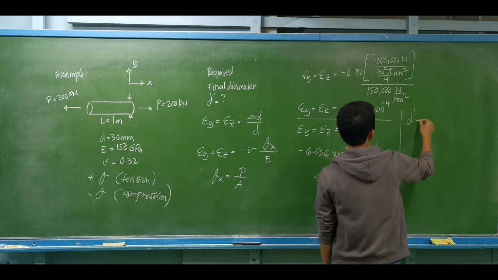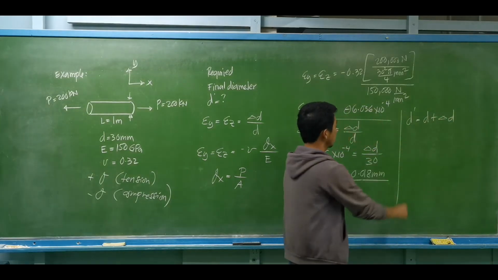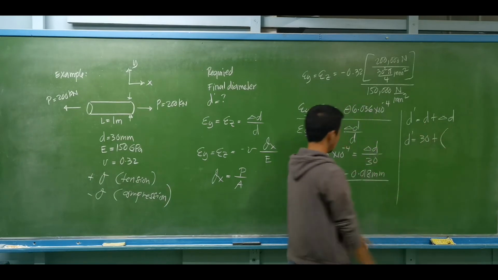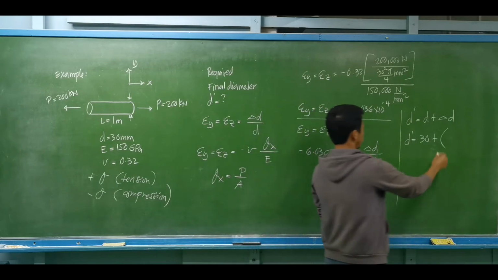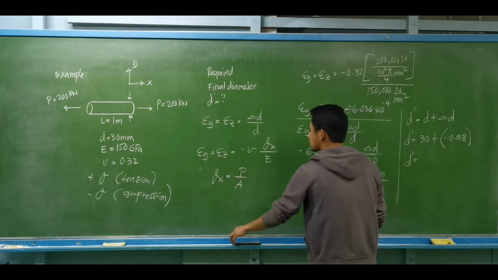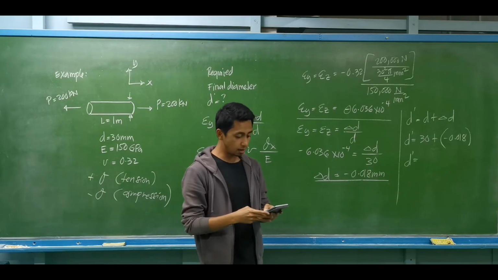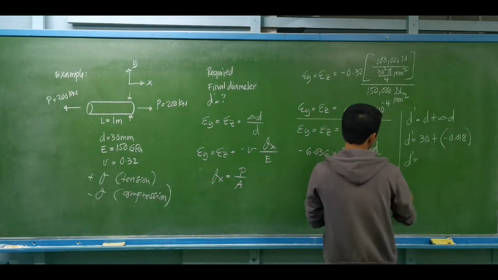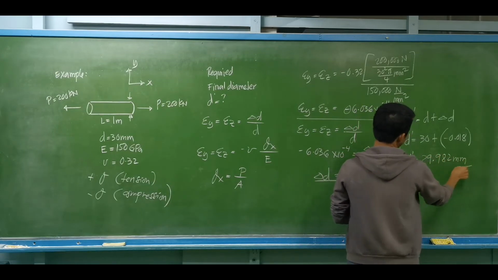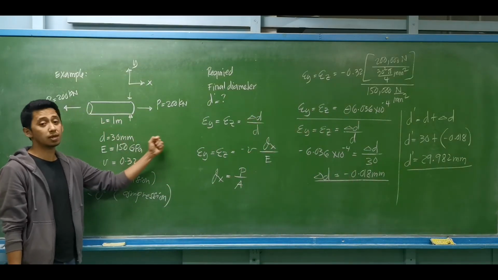So how do we compute for the final diameter? The final diameter D prime is equal to the initial diameter plus the change in the diameter. We have 30 millimeters plus this one, it's a negative, negative 0.018. So you have the final diameter after the application of 200 kilonewtons. That is 30 plus negative 0.018. Our answer will be equal to 29.982 millimeters. So this will be the final diameter. Alright, so this will be our solution for this case, uniaxial loading.